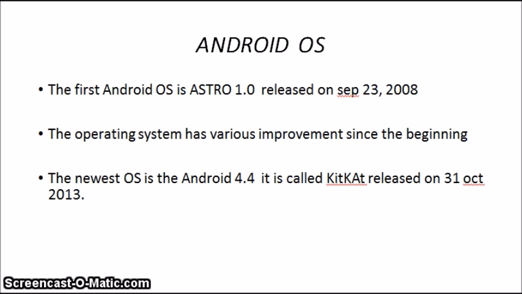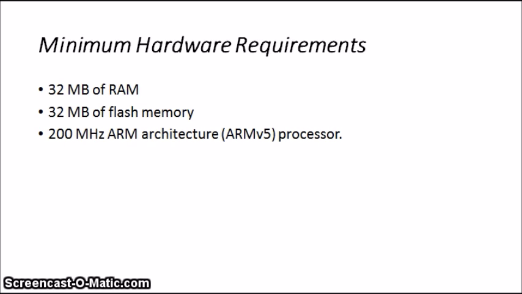The next version after 4.1 is Jelly Bean 4.2, which was released on 13th November 2012, and which has lock screen improvements, bug fixes and performance enhancements. The minimum hardware requirements of Android are 32 MB of RAM, 32 MB of flash memory, and 200 MHz ARM architecture, and the processor used in Android is the ARM v5 processor. The remaining part of the topic will be discussed by my friend.